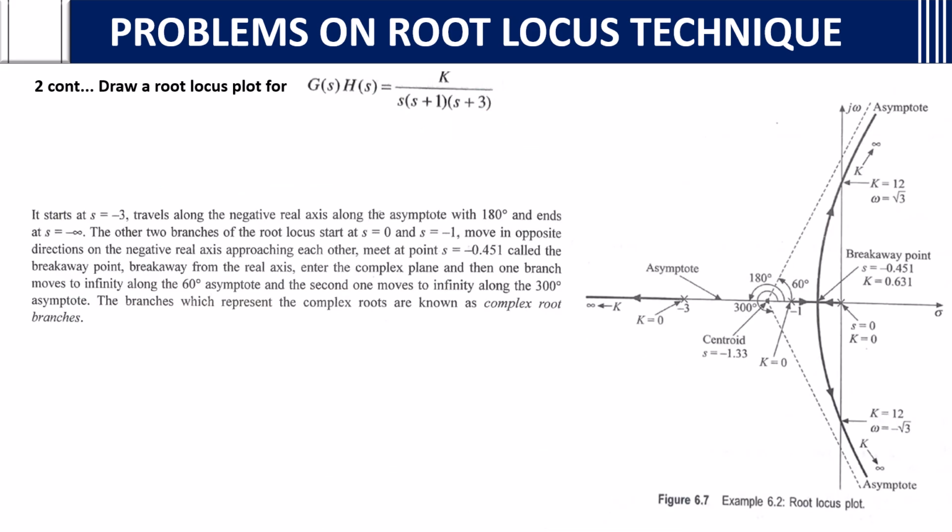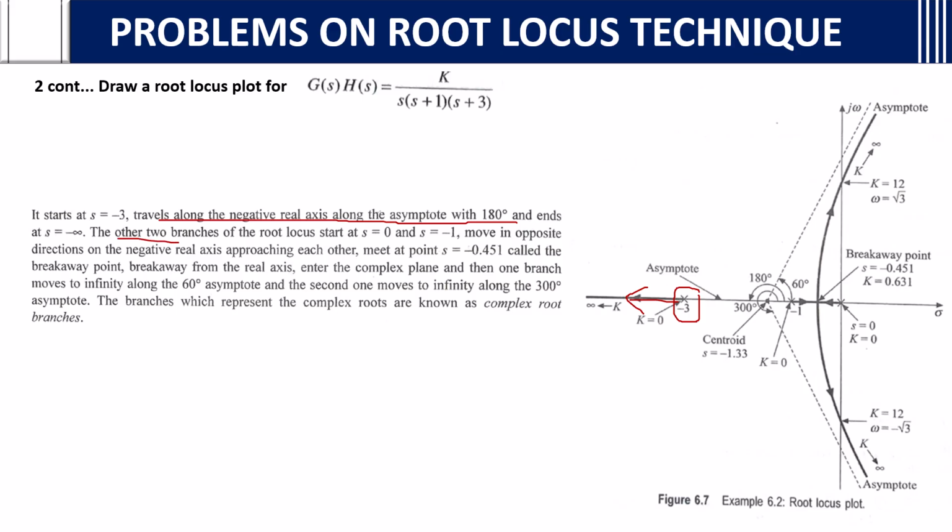Then it starts at s equals minus 3. If you see, this pole starts at minus 3, travels along the negative axis along the asymptote with 180 degree, and ends at s equals infinity.